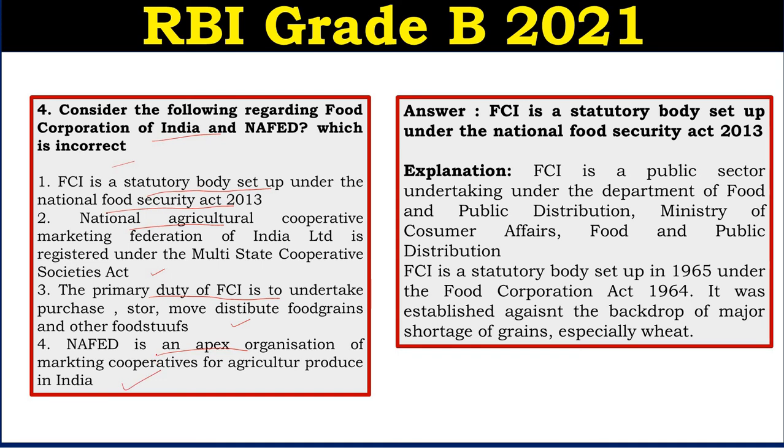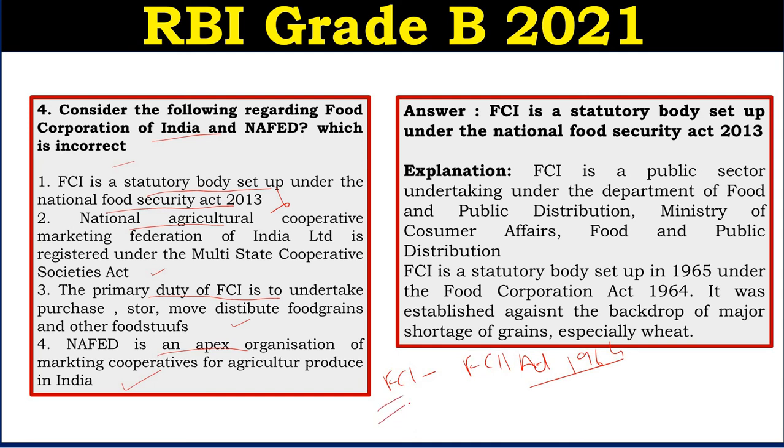So the incorrect statement here is that FCI is set up under the National Food Security Act. That is the incorrect statement, because FCI is set up under the FCI Act 1964. It was set up in 1964, in order to fulfill three objectives: to give effective price support to the farmers, to safeguard distribution of food grains throughout the country for the public distribution system, and to maintain buffer stocks of food grains to ensure food security.